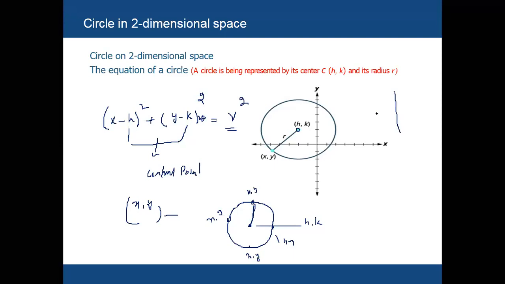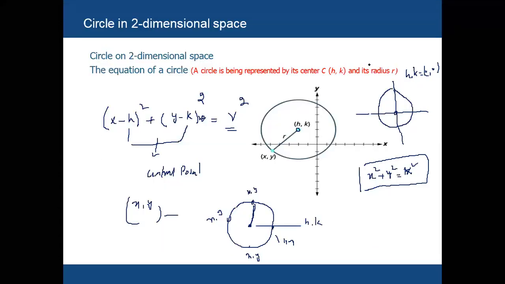For example, if the center of the circle is at the origin, we have a circle and the central point. Let's suppose the central point is here. This is the center of the circle. It means that h and k both are 0. So then the equation of the circle will be x square plus y square equal to r square.